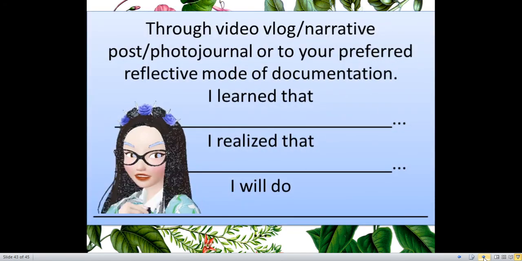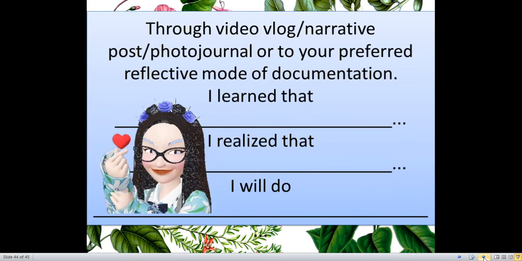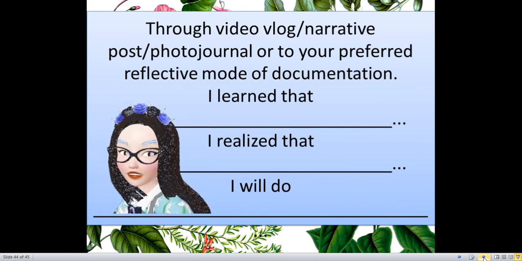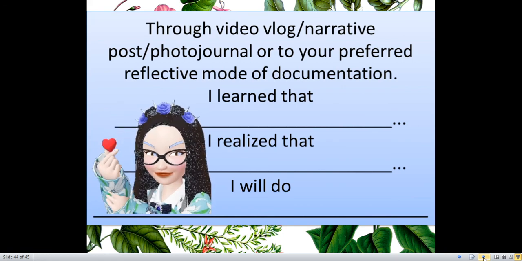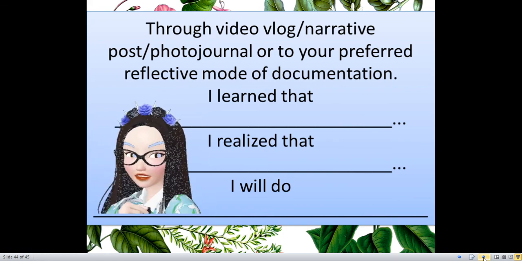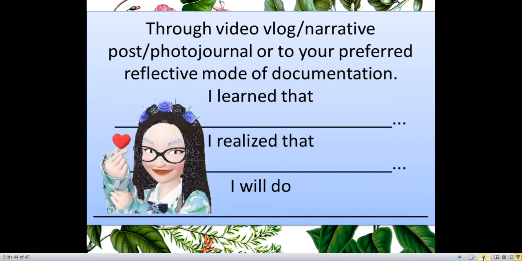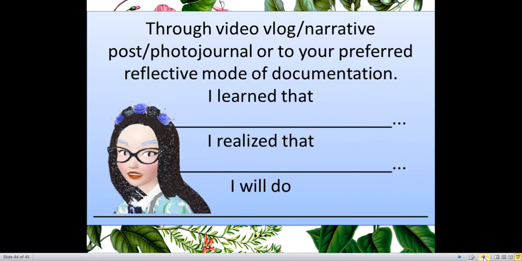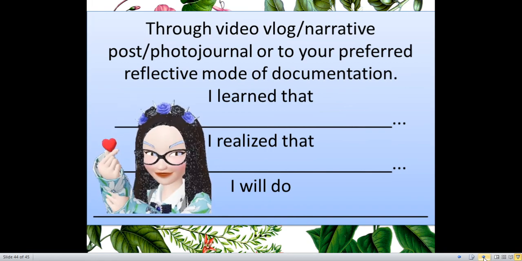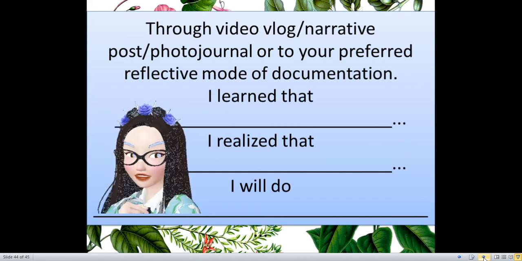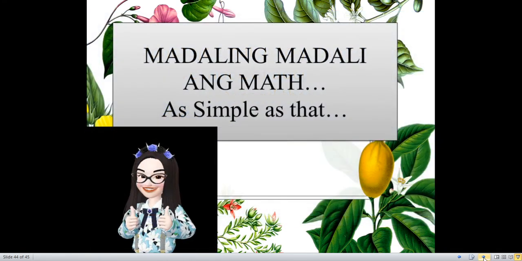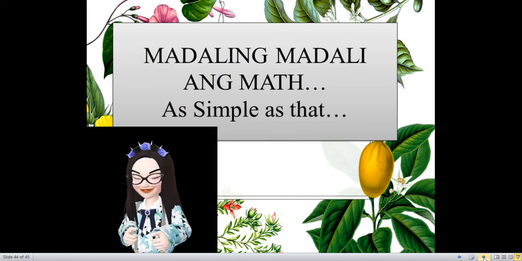Okay, once you're done with learning task 1A, task 1B, the identification, and the multiple choice, you can now do a reflection. Just do it through a video blog, narrative post, photo journal, or your preferred reflective mode of documentation. Just don't forget to write the 3 statements: I learned that, I realized that, and I will do. Then we can finally say, madaling-madali ang math, as simple as that.